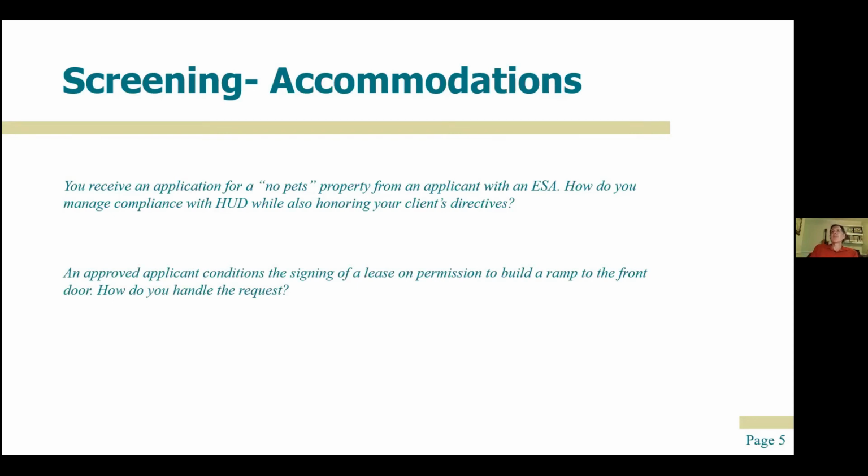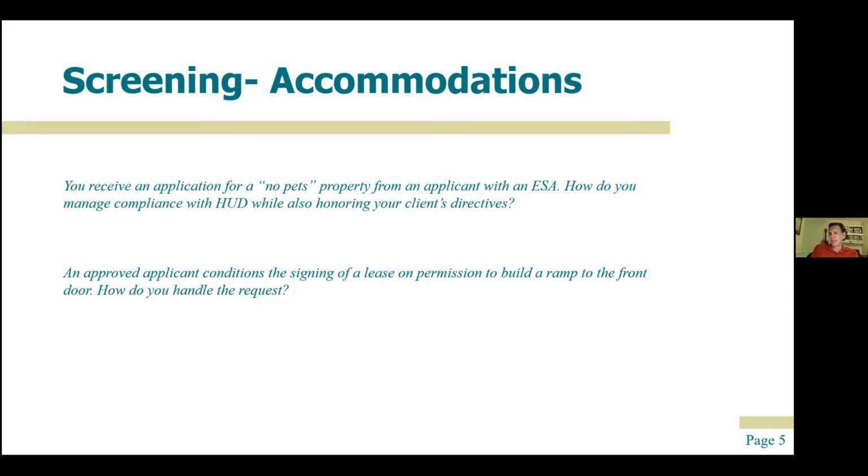And ask the question, what do you do when an approved applicant says, I love the house, I'm going to lease the house, all the terms are fine, except I need permission to build a ramp to the front door? What's the right way to handle that request? The real question is, do you tell the homeowner, do you tell the landlord, this applicant needs permission to build a ramp?